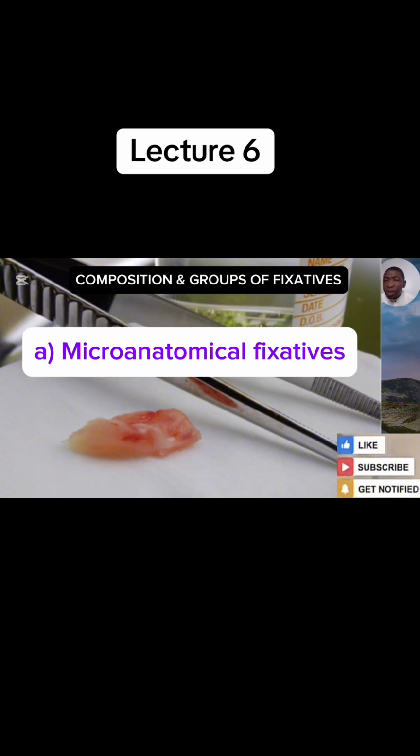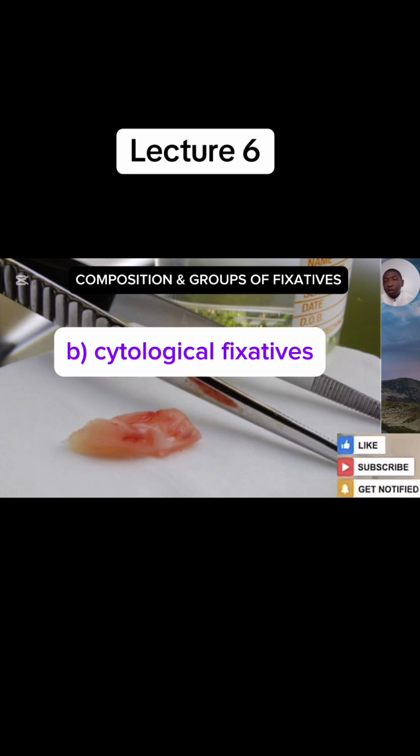Microanatomical fixatives are fixatives that permit the general microscopic study of tissue structures. In other words, they are used to preserve the overall structure and architecture of tissues. Classical examples are 10% neutral buffered formalin, Bouin's solution, Zenker's solution, formal sublimate, and others. The second category under compound fixatives is the cytological fixatives.